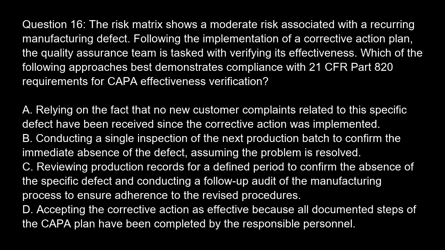Option A. Relying on the fact that no new customer complaints related to this specific defect have been received since the corrective action was implemented. Option B. Conducting a single inspection of the next production batch to confirm the immediate absence of the defect, assuming the problem is resolved. Option C. Reviewing production records for a defined period to confirm the absence of the specific defect and conducting a follow-up audit of the manufacturing process to ensure adherence to the revised procedures. Option D. Accepting the corrective action as effective because all documented steps of the CAPA plan have been completed by the responsible personnel.